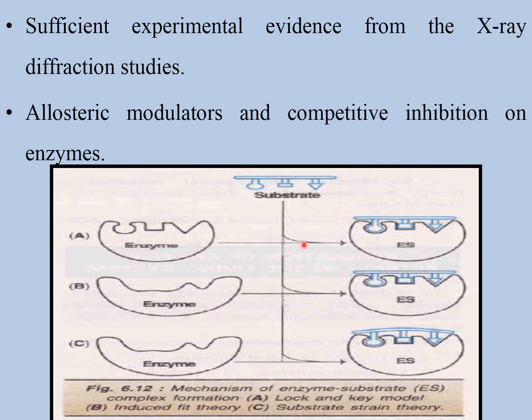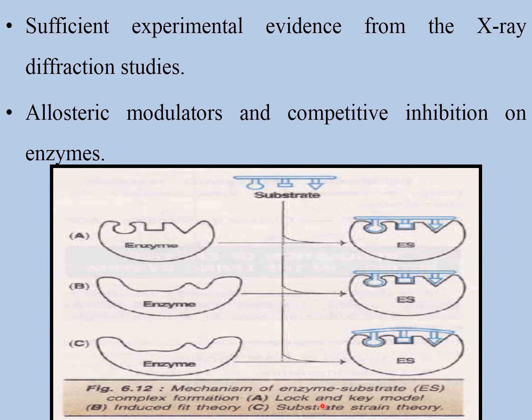First is the Lock and Key. This is Lock and Key, and you can see that this structure of enzyme and the substrate are complementary to each other, or we can say that they can easily fit into this enzyme. And in figure B, that is the induced fit theory, here the structures are not similar but according to the change in conformation, they can easily fit.